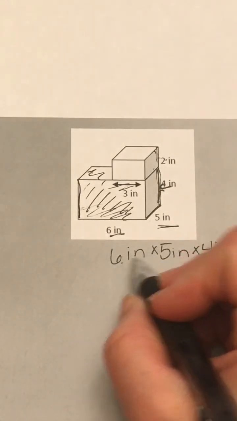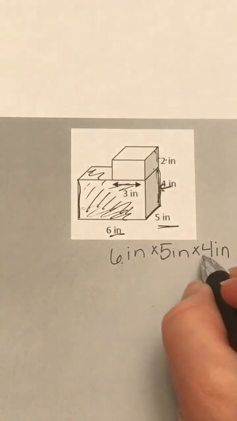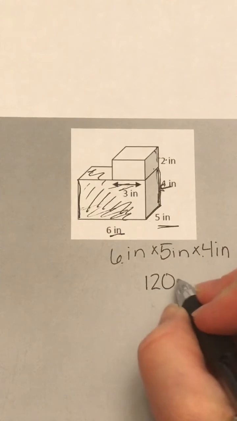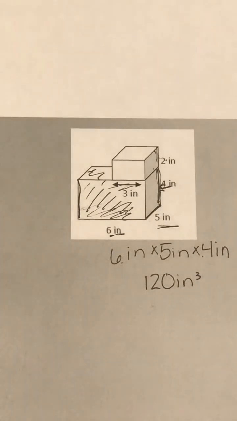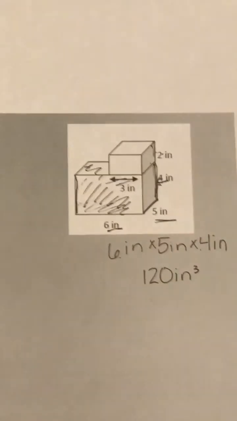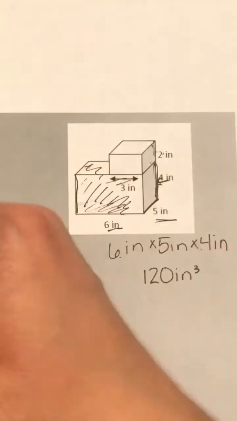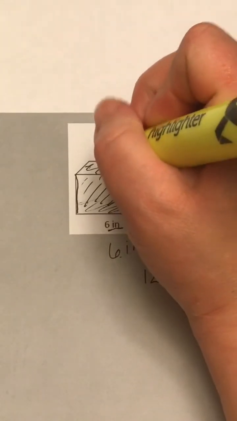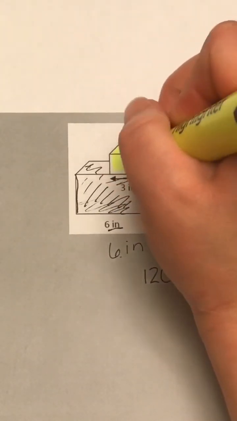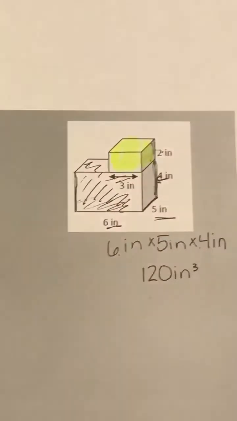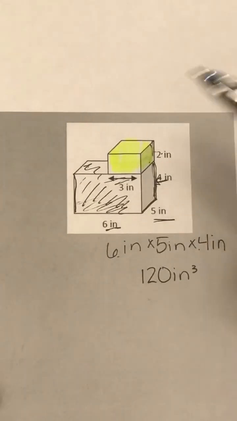And I get 6 times 5 is 30. 30 times 4 equals 120 cubic inches. And so now I have this shape here on top. Now, the shape on top doesn't necessarily use the same measurements. So I kind of have to look at what I have here.